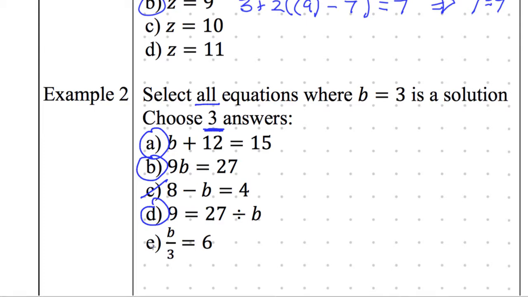Process of elimination, it's not E, but let's go ahead and check it. b divided by 3. What is 3 divided by 3? 1. 1 is not equal to 6. It's not E. It was A, B, and D. If you know how to do those two examples, you are ready for the homework. Give me a fist of 5. How comfortable do you feel doing the homework tonight, doing these types of problems?